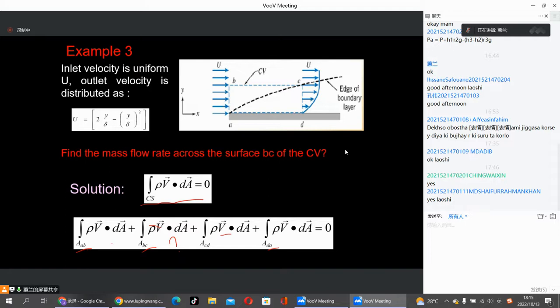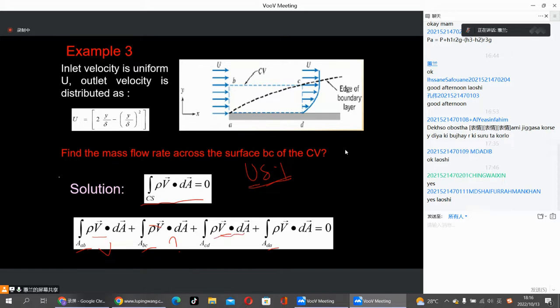we can calculate it easily, right? It will be equal to the velocity times its area, and the unit width will be 1. Because the velocity is uniformly distributed, it is the velocity times the area of the control surface. This can be calculated because the velocity is given and uniform. This one, BC, is unknown.